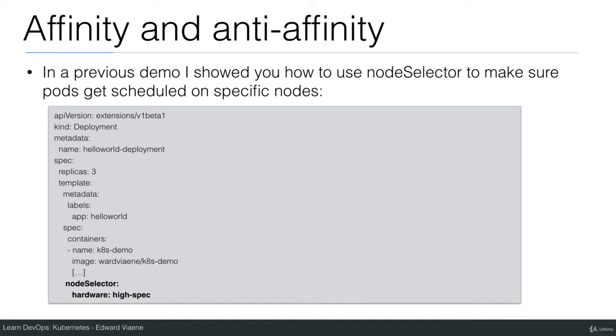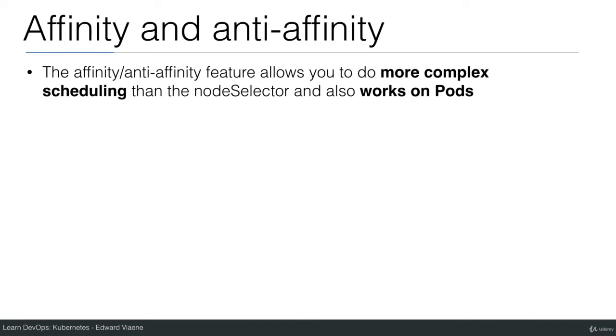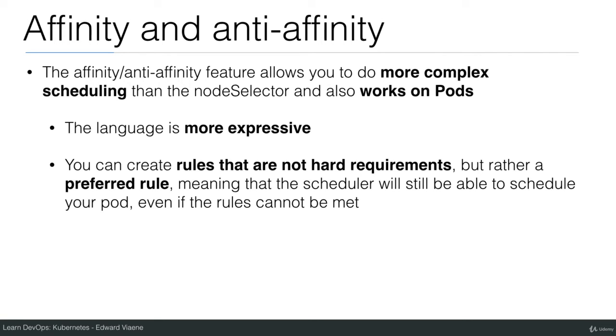Affinity and anti-affinity that I'm going to show you in this lecture are similar to what the node selector does. The affinity and anti-affinity feature allows you to do more complex scheduling than the node selector and also works on pods. So not only for nodes, also for pods. The language that you can use is more expressive. You can create rules that are not hard requirements, but rather a preferred rule, meaning that the scheduler will still be able to schedule your pod even if the rules cannot be met.